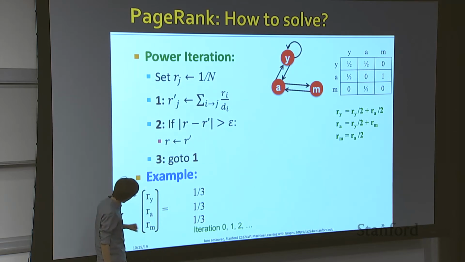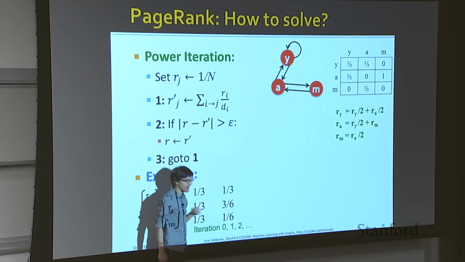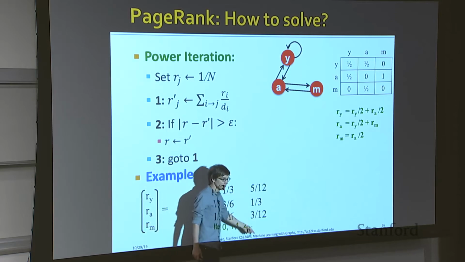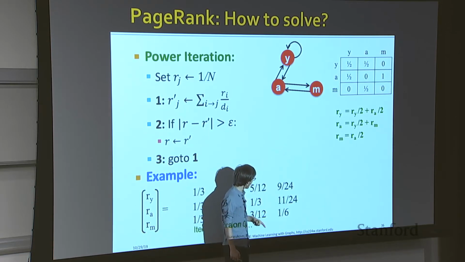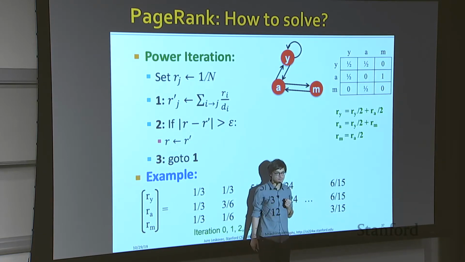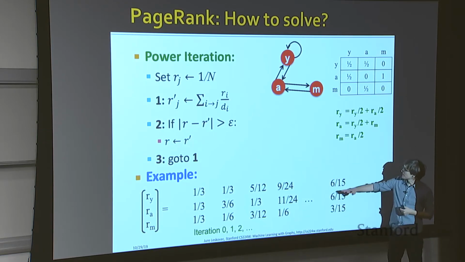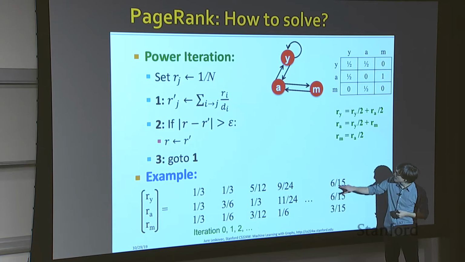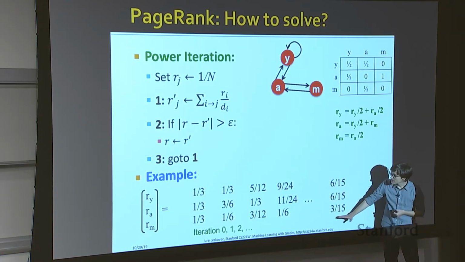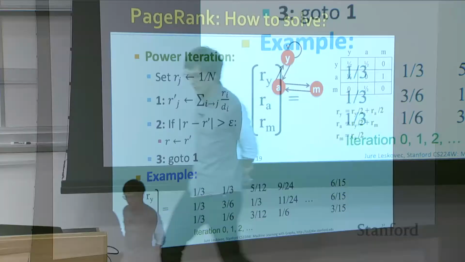And all I will do now is take this R, multiply it with M, and I will get a new vector. Then I will take this vector, multiply it with M again, and get a new vector. I'll take this one, multiply it with M again, and get a new vector. And if I keep doing this, this is what I will converge to. These are now my importances. So page Y has importance 6/15. Another page A has importance 6/15. And page M has importance 3/15. Okay? This is how it would work.